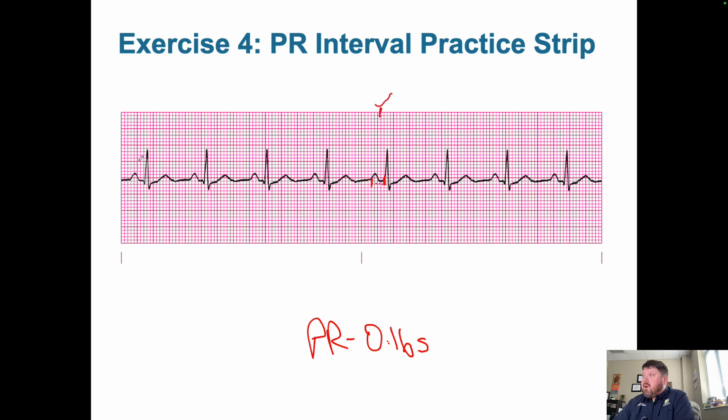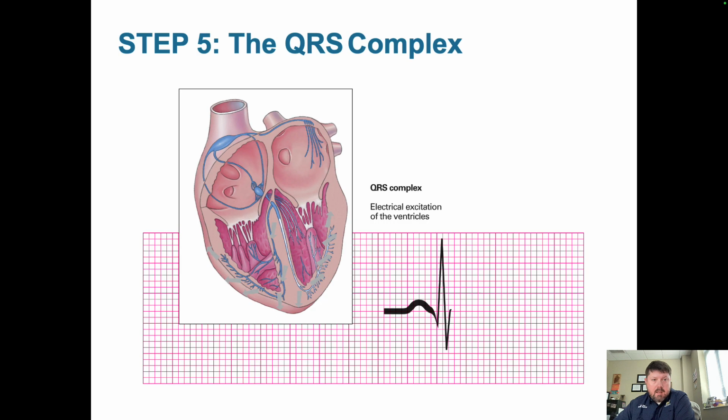Now again, we've already looked at the first steps. My first step, rate: 1, 2, 3, 4, 5, 6, 7, 8 is 80. My rhythm is regular. My P wave is uniform, upright, consistent all the way across. Now my PRI is 0.16. So does it fall within the normal parameters? Yes, it does.